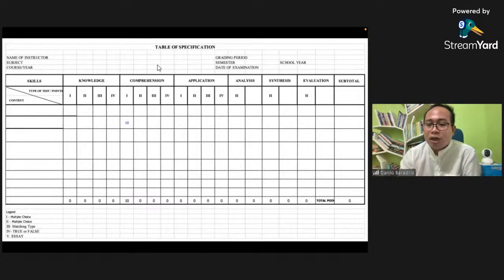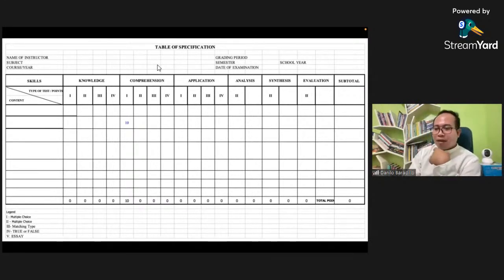Okay, so these are all things that I think we need to relearn, as we have to revisit our knowledge on table of specifications preparation, and constructing a table of specification.